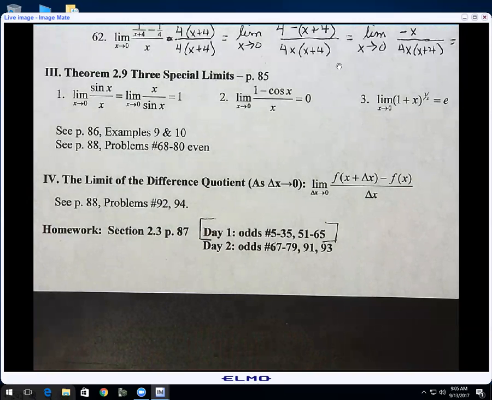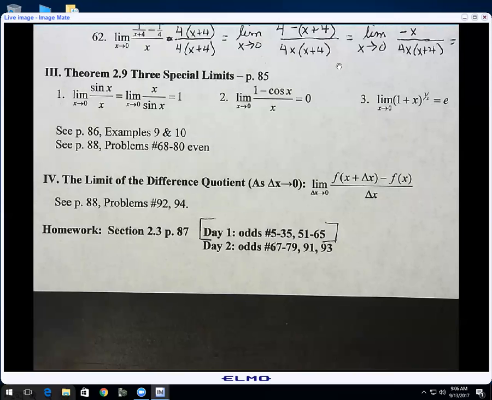I don't even talk about the squeeze theorem. I'm just going to say when you see the limit as x goes to 0 of x over sine x or sine x over x, that's worth memorizing. That is just 1. And the other special limit that's worth memorizing is the limit as x goes to 0 of 1 minus cosine x over x is 0.